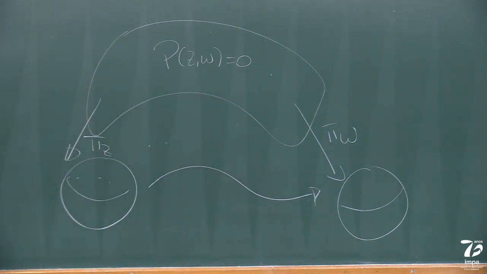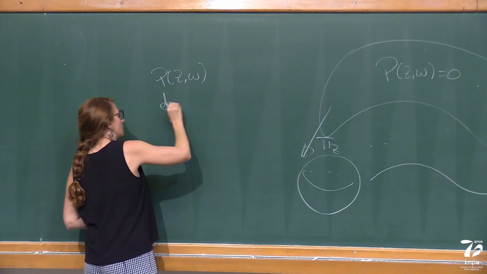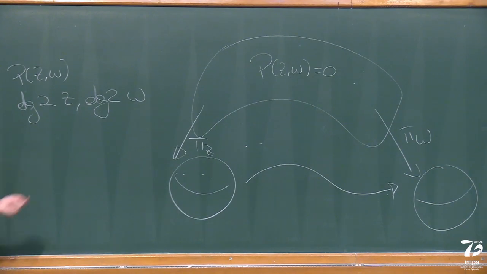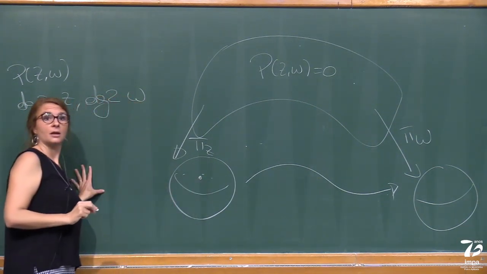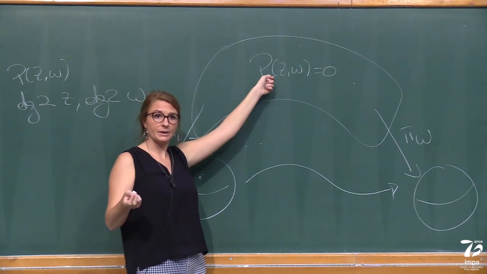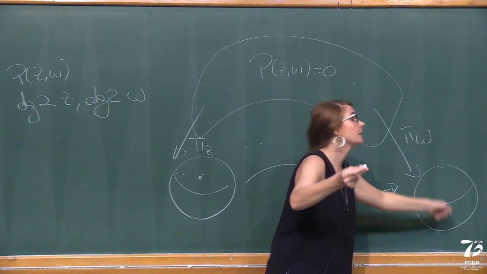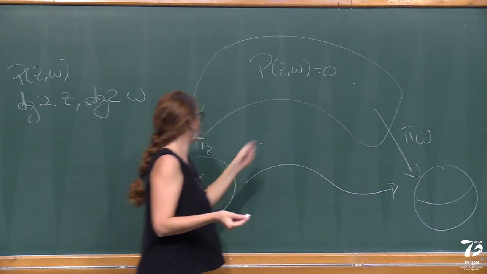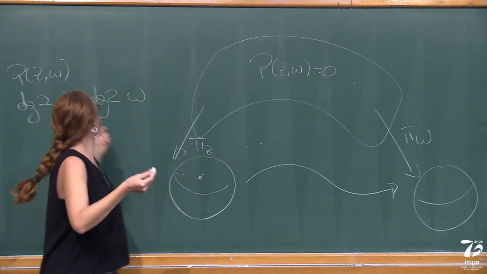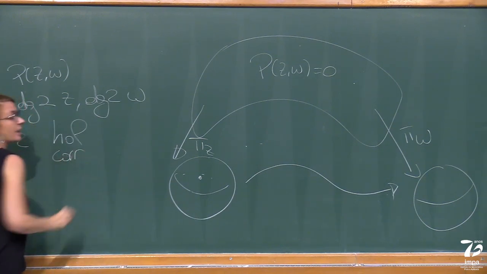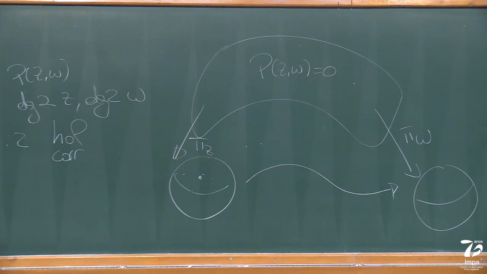For example, if my polynomial has degree 2 in zeta and degree 2 in w, then for each zeta here, we have 2 values of w that kill our polynomial. These are the images. And for each w here, we have 2 values of zeta that kill our polynomial. These are the pre-images. This defines a 2-2 holomorphic correspondence. Every point has 2 images and 2 pre-images. And if we start iterating this, it's a big mess.